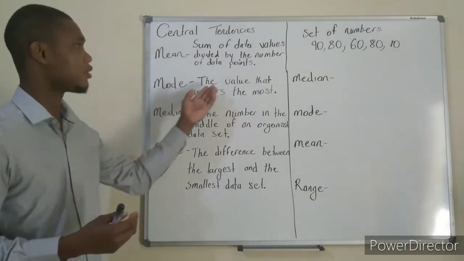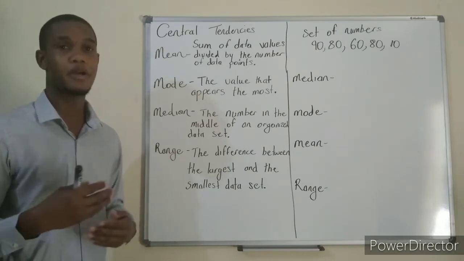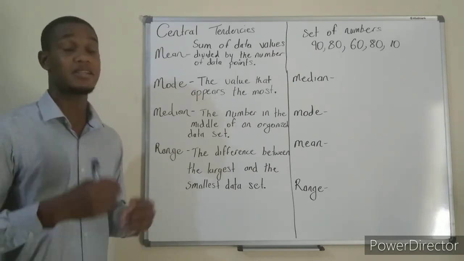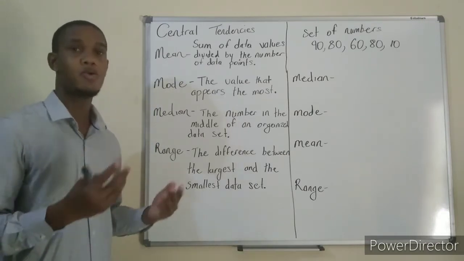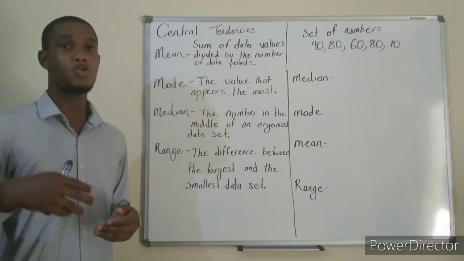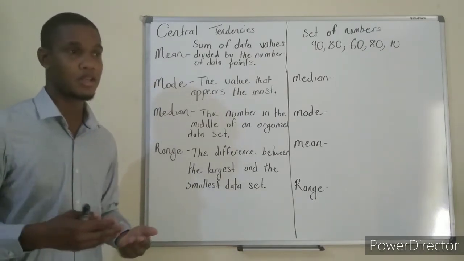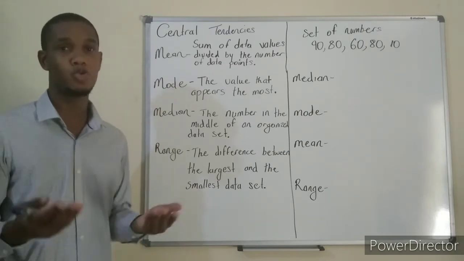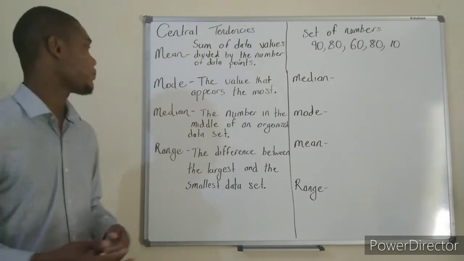Mode represents the value that appears the most. Any number that you see appearing more than one time, and it's the number that appears the most, is generally the mode. And the mode can also be bimodal or trimodal, meaning you have two numbers that appear the most above one. So if two numbers appear two times, and that's the most a number recurs, that would be bimodal.